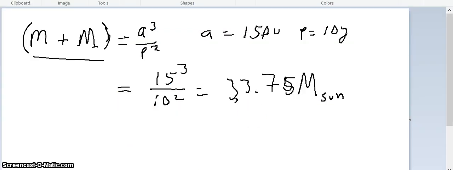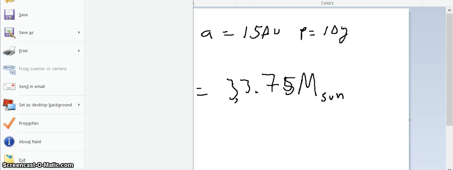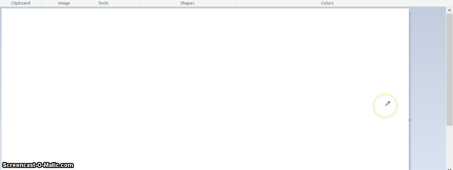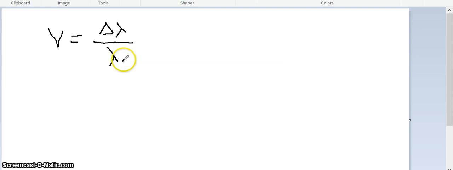Go back to Paint here. So this is what we're going to calculate. All right, so it's this equation. The velocity of something using the Doppler effect is going to be delta lambda, the shift, divided by lambda naught, supposed to be a little circle, and times the speed of light.